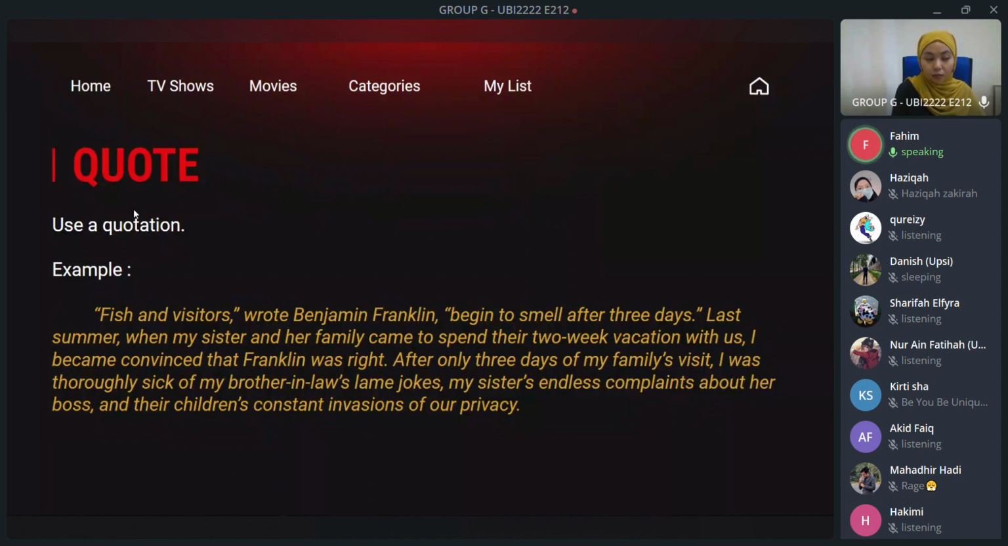Fish and visitors, wrote Benjamin Franklin, begin to smell after 3 days. Last summer, when my sister and her family came to spend their 2-week vacation with us, I became convinced that Franklin was right. After only 3 days of my family's visit, I was thoroughly sick of my brother-in-law's lame jokes, my sister's endless complaints about her boss, and their children's constant invasions of our privacy.